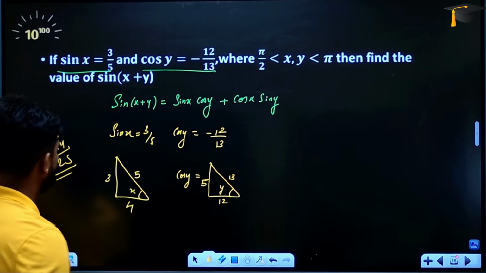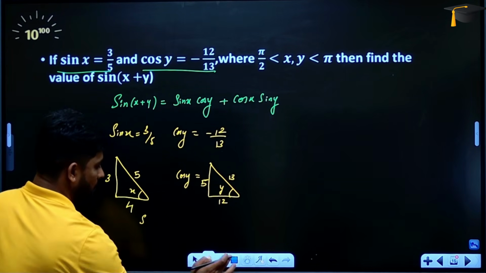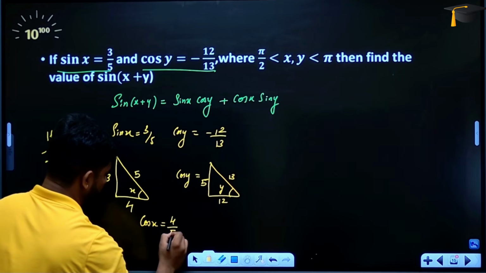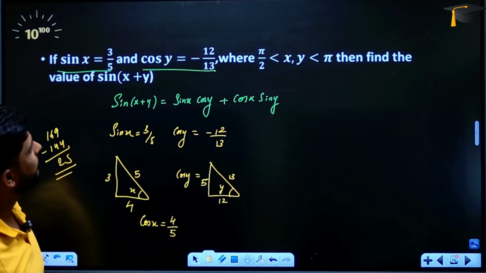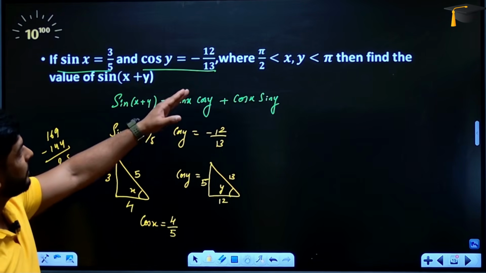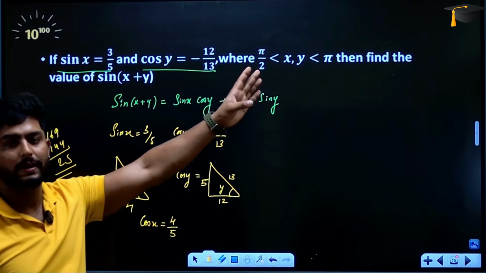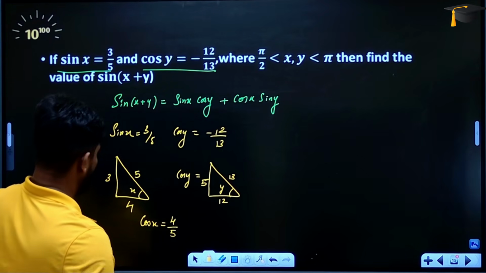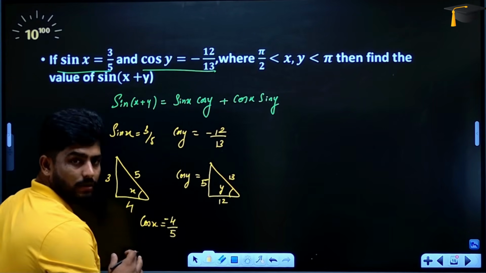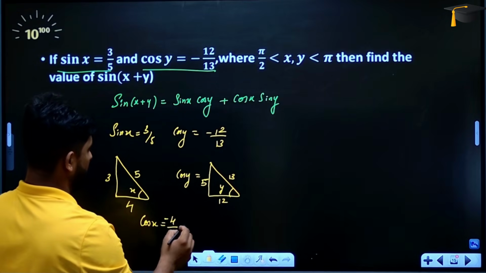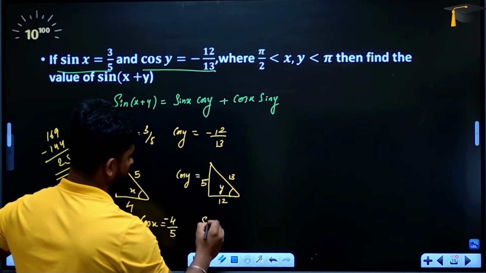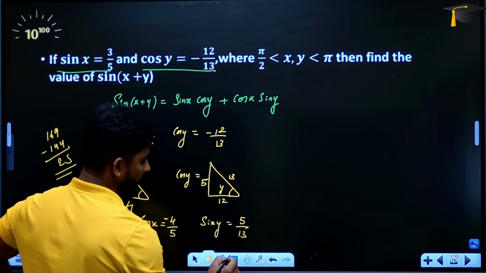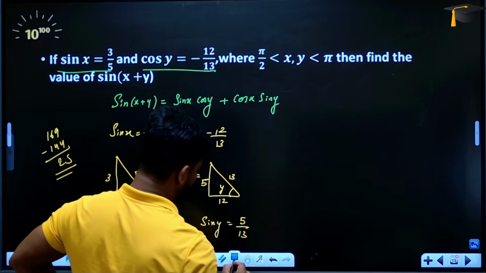Okay, so now with this we can find out cos x. So cos x is nothing but 4 by 5. Okay, where x and y are between pi by 2 to pi, the second quadrant. This becomes minus 4 by 5, correct? Because cos x in the second quadrant is negative, and sin y is 5 by 13, and this is positive. Why? Because it is in the second quadrant. So this also we have to observe now.